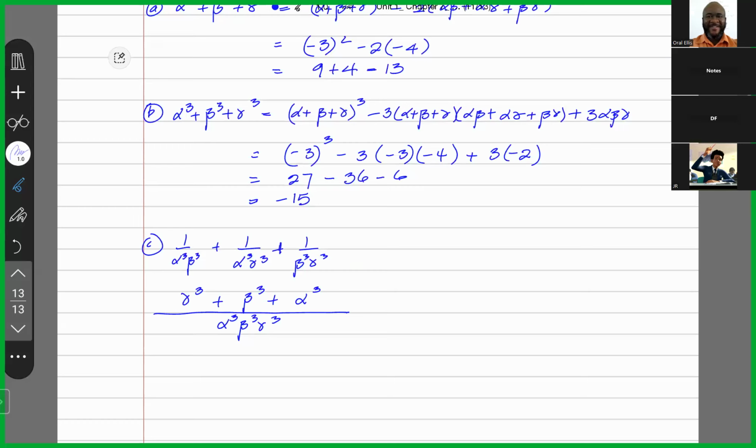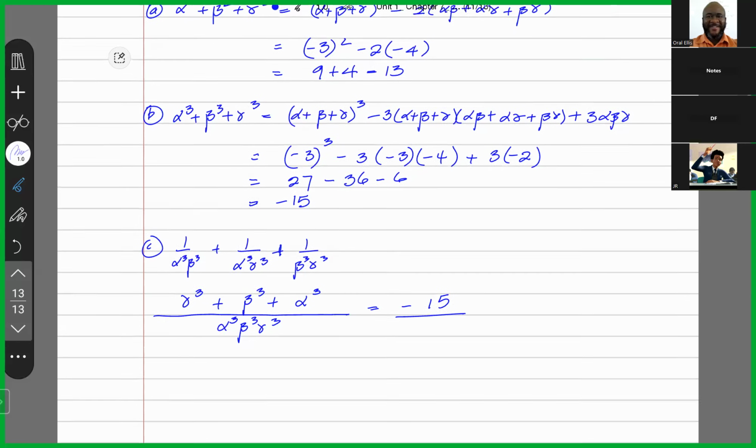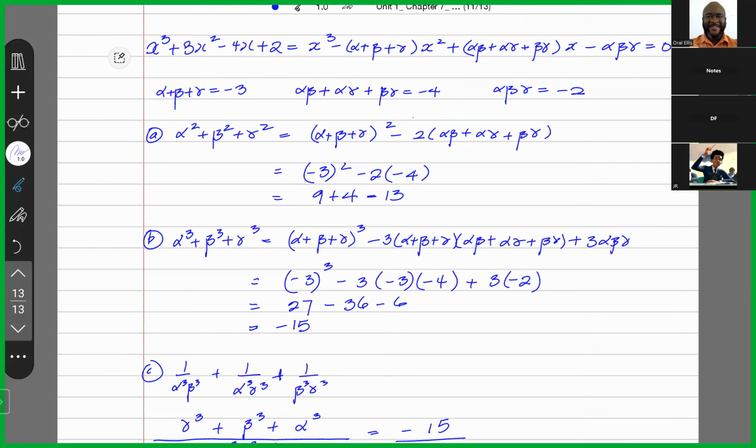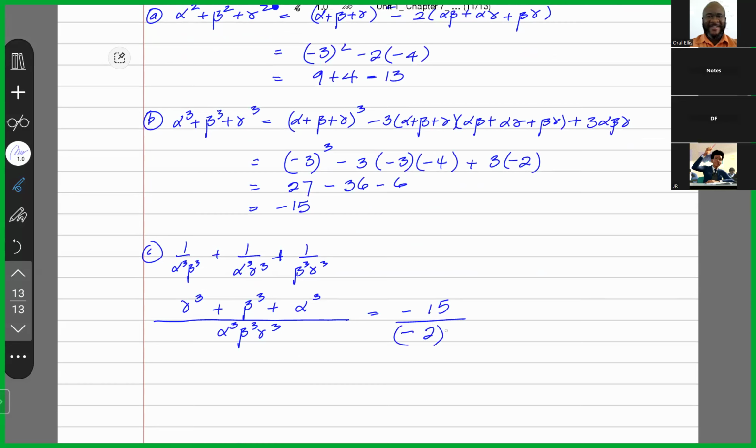So the numerator is the sum of the cube of each root, which we found to be minus 15. And the denominator is actually the cube of the product of the roots. The product of the roots is minus 2, so it's minus 2 cubed. So what we end up with is minus 15 over minus 8. A negative divided by a negative is a positive. This is positive 15 over 8.